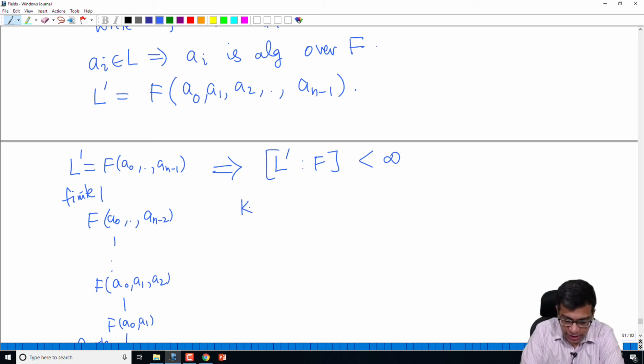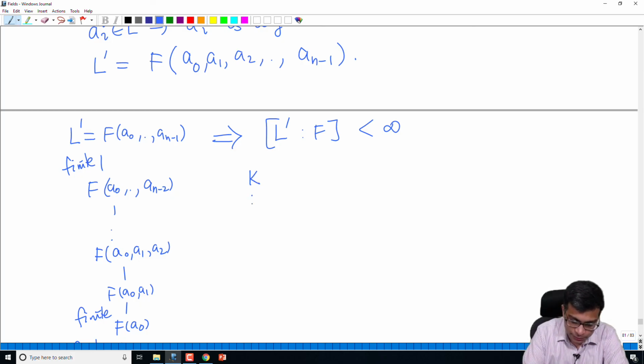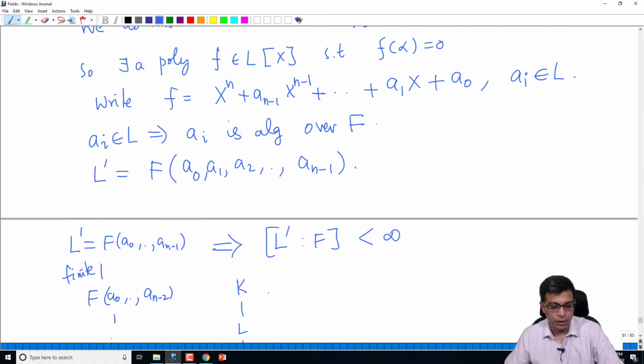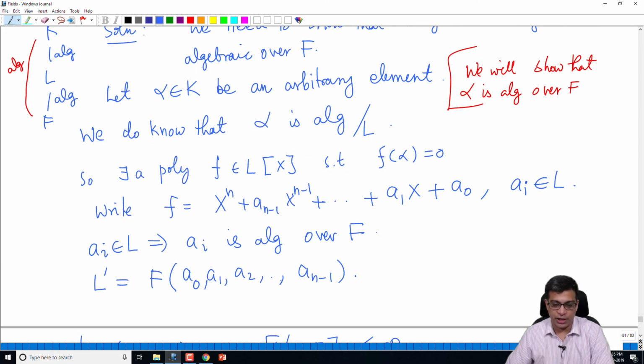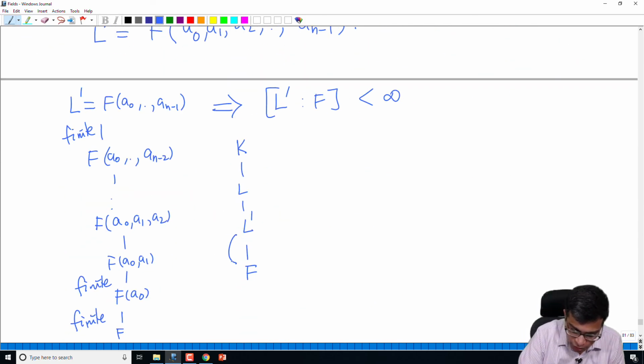What we have is K, L prime, and F. L prime contains L. So the full picture is like this: K, L prime over F. Remember, L prime doesn't include all elements of L. It only includes the coefficients of this particular small f. What we have shown is that this is finite.